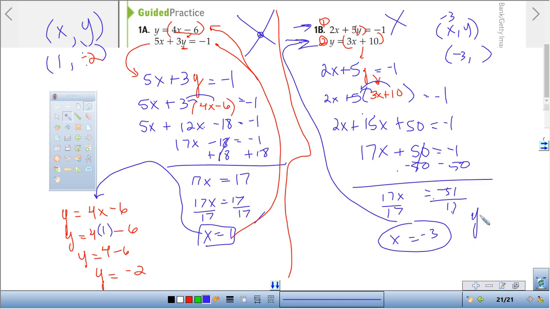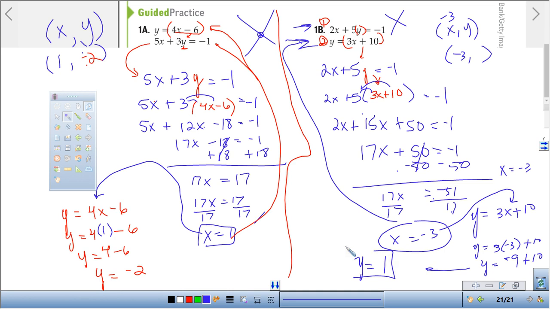Okay, so I'm going to have here y is equal to 3x plus 10. I'm going to plug in x right here, x to be a negative 3. So I'm going to have y is equal to 3 times a negative 3 plus 10. Y is equal to a negative 9 plus 10. Y is equal to 1.